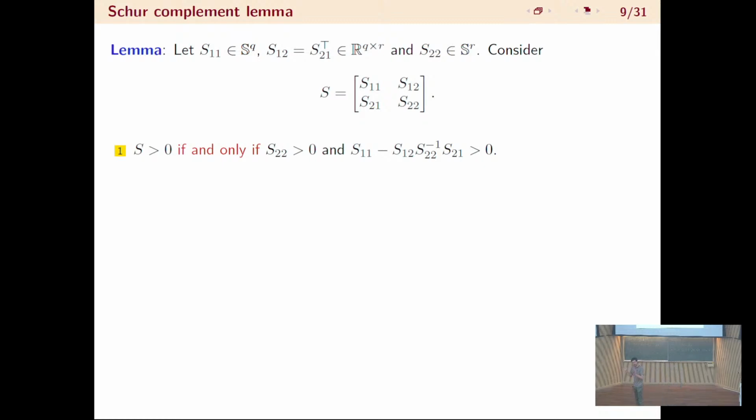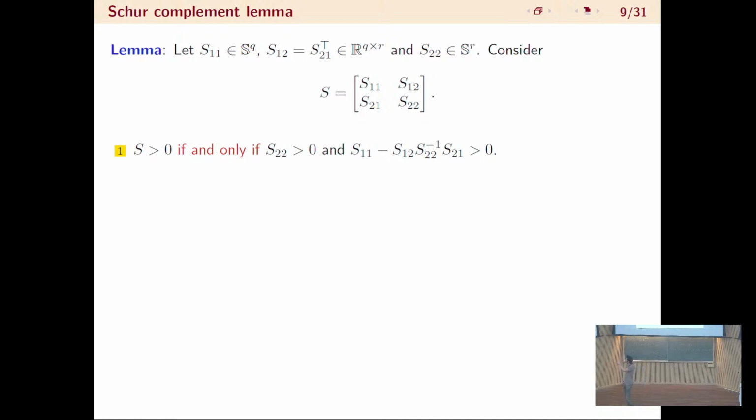So the Schur complement lemma studies partitioned matrices. So imagine that we have some matrix S. It's a symmetric matrix, and it's partitioned in the following way. So we have S11, S12, S21, and S22. S11 is a symmetric matrix of size Q by Q. S12 is S21 transpose, and S22 is also a symmetric matrix, let's say of size R by R. But the question in the Schur complement lemma is, under which conditions is this matrix S positive definite? How can we verify that?